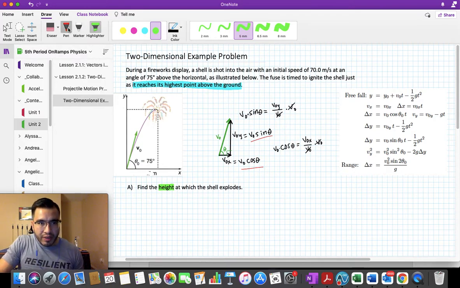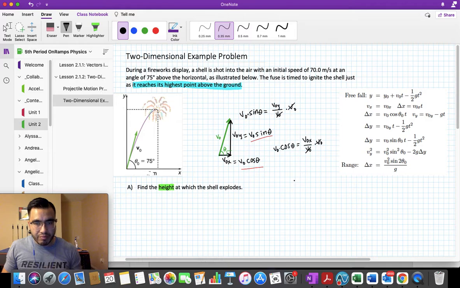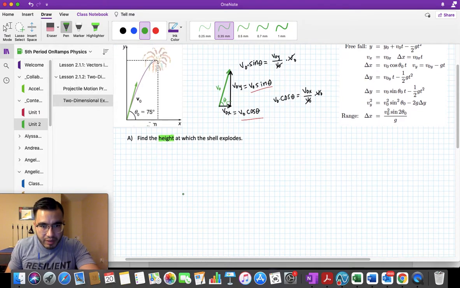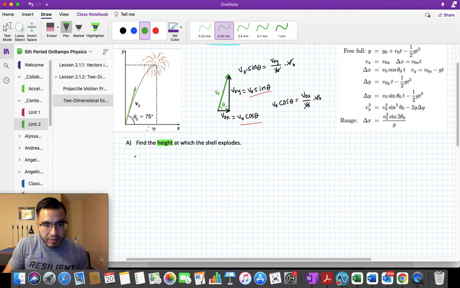We have learned and discussed during class that height for two-dimensional kinematics we define as displacement along the y-axis, or just delta y. Okay, so we need to find delta y. Let's list our given, knowing that the unknown is delta y.